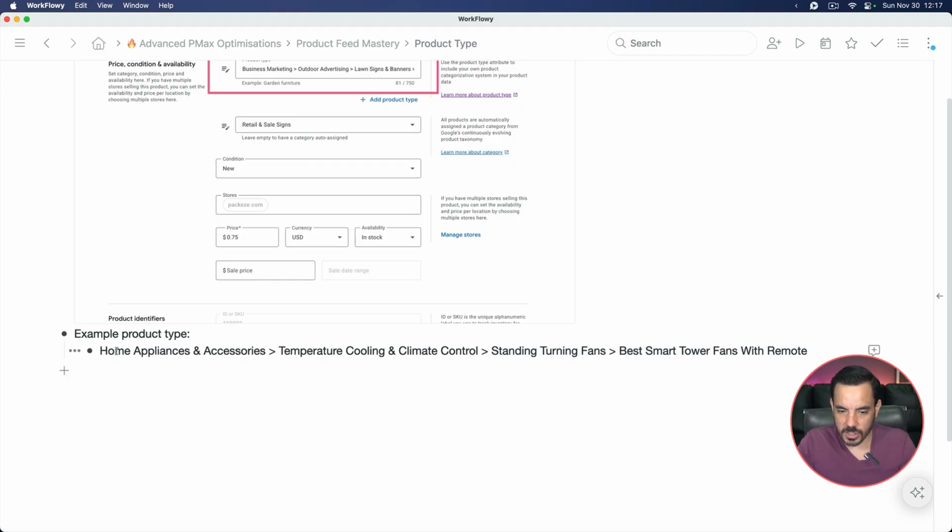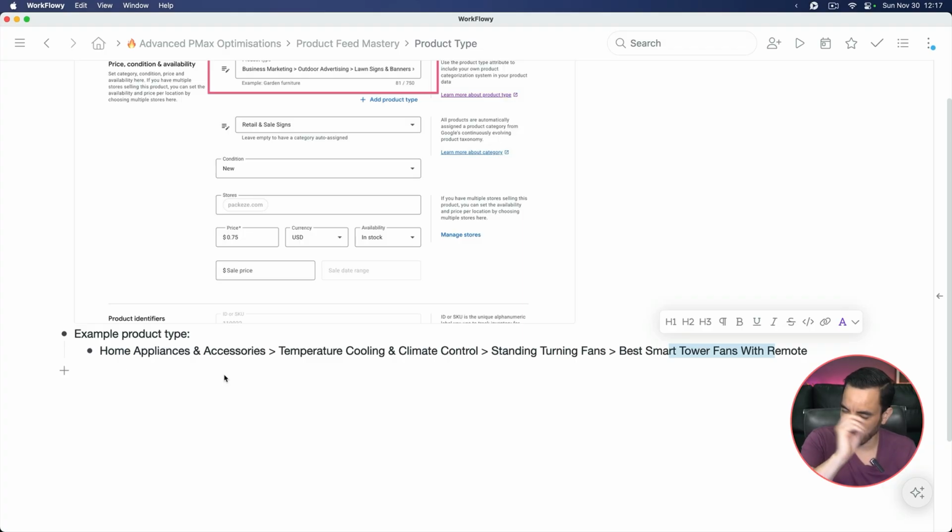So again, we're just using this as an opportunity to get lots of good, relevant, high volume keywords in. We start broad and then narrow down in terms of specificity. And the reason we do this is because after the product title, guys, in your product feed, it's product type that seems to have the biggest impact on what keywords you show up for.